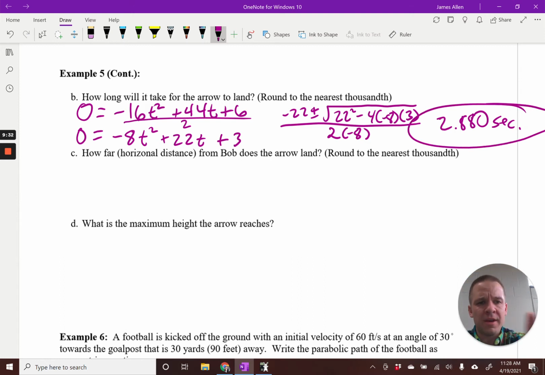Awesome. All right. Now the next question here, how far, and I feel like that's kind of messy. I'm putting the 0 there because it did say thousandth.